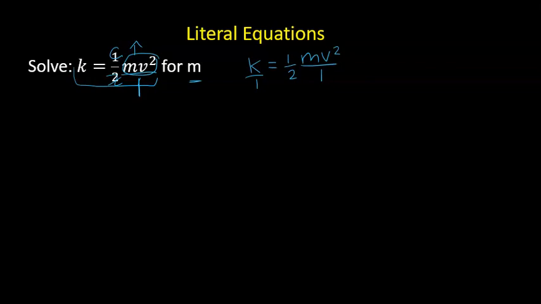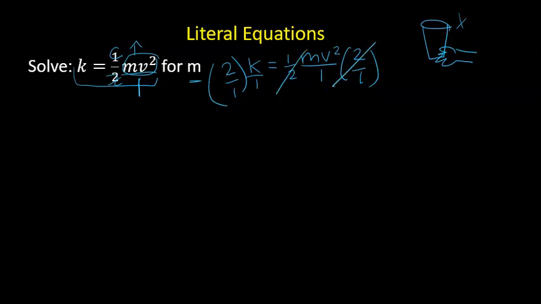And of course our rules are when you get that big giant cup, you can only put your hands in the bottom of the cup, not the top. So we can't change anything in the top. So we can only change the bottom, right? So what does that look like? Well, it's going to be a 2 over 1, right? The only thing I can mess with is this guy. And whatever I do to one side, I got to do to the other side, right? So that crosses out, that crosses out. It gives me 2k equals mv squared, right?